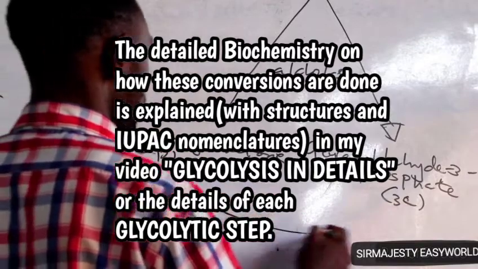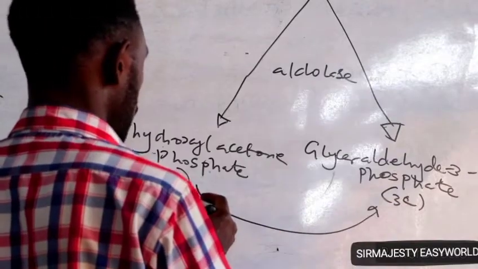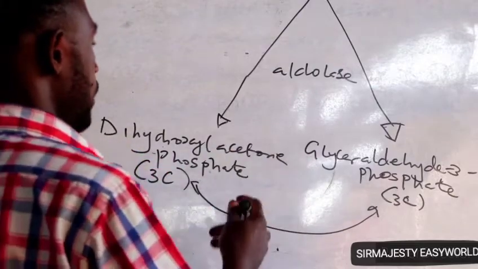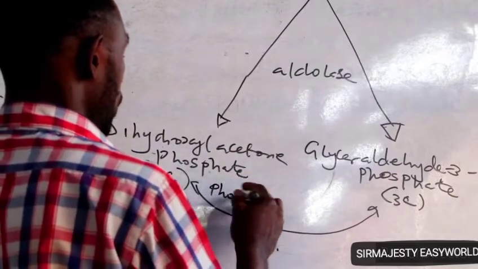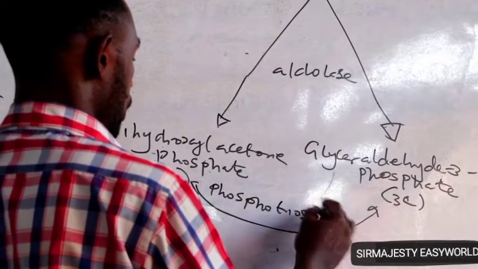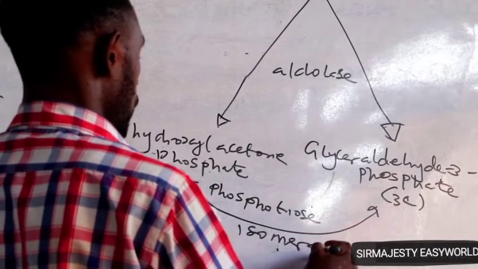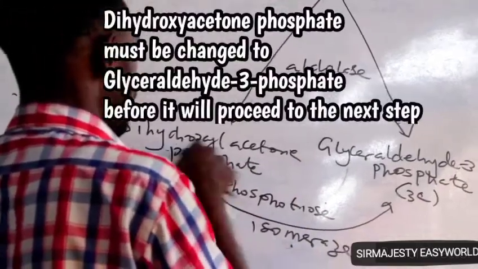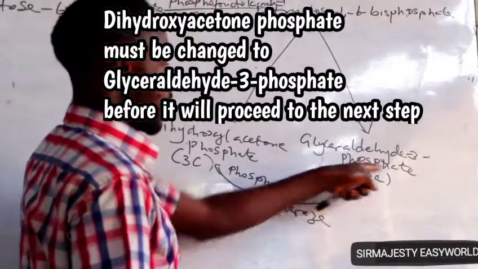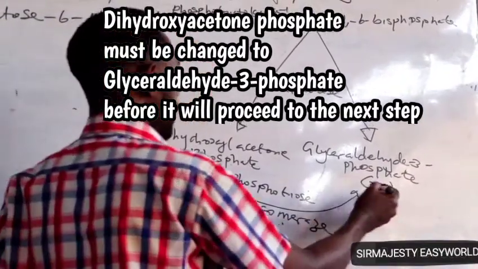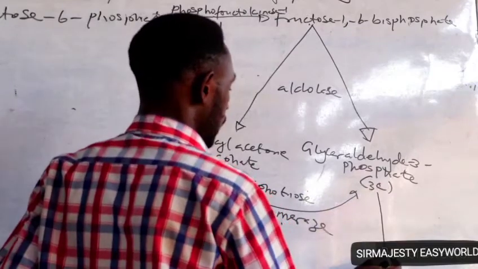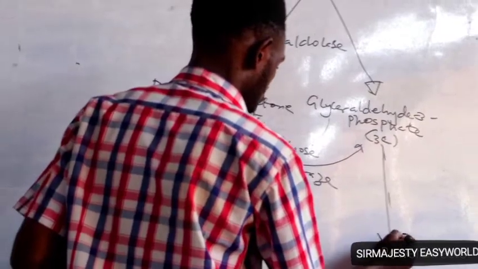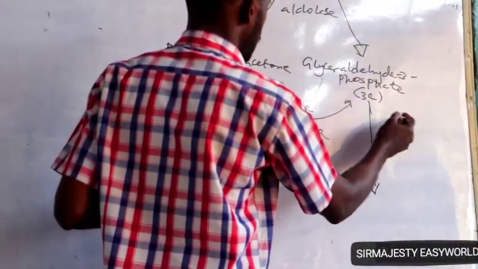Then the next is the interconvertible isomerization of these two compounds by the enzyme phosphotriose isomerase. So we have two isomerizations so far, but the one that dominates is that the dihydroxyacetone phosphate is converted to glyceraldehyde 3-phosphate. Then the glyceraldehyde 3-phosphate is now oxidized here. A phosphate group is added.